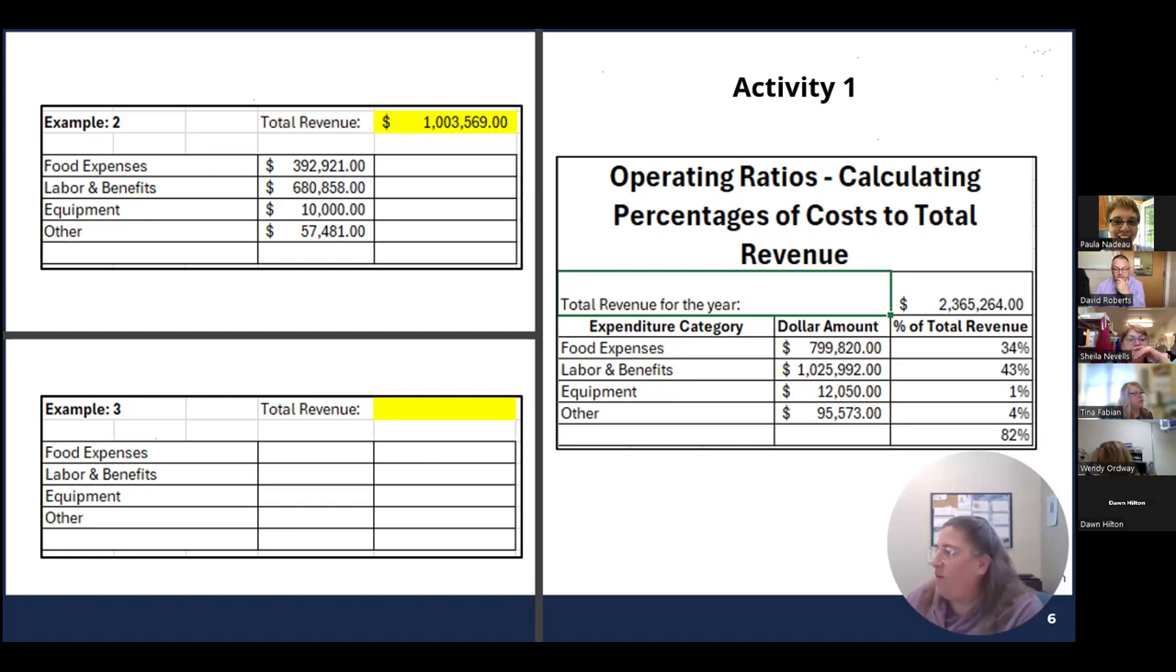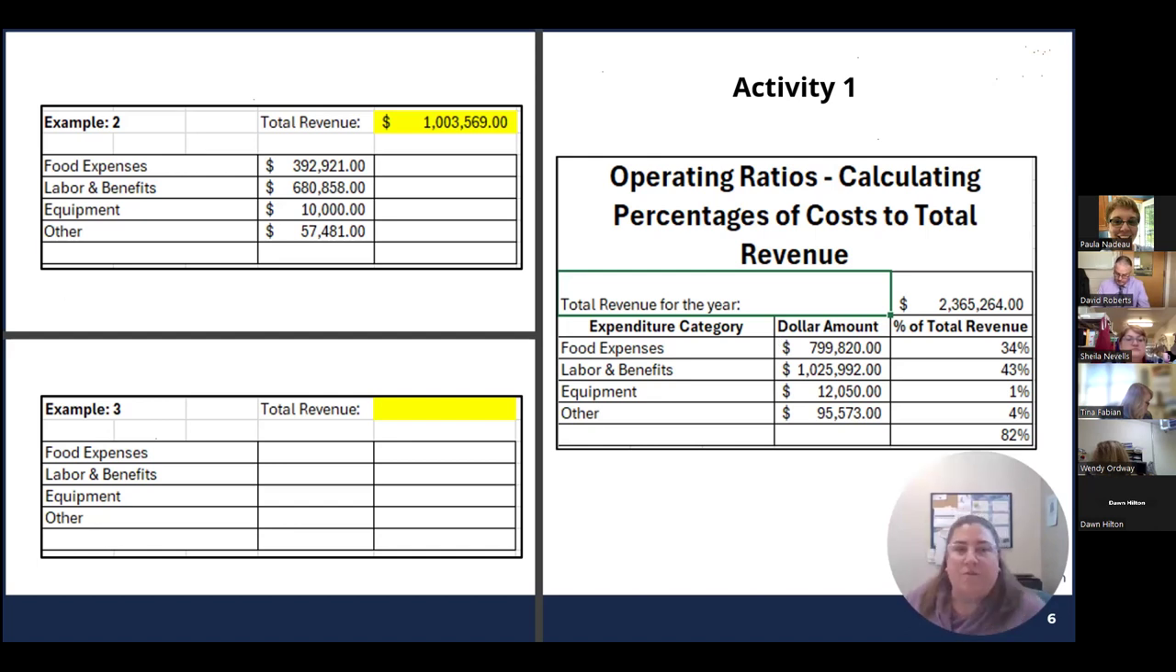Okay, so again, can you just do the percentages for me from food expense, labor, equipment and other again, please? Yep. Food was 39, labor was 40, equipment was 6, and other rounds up to 6. So perfect. So 91. About 92%, 91%. Yeah, 91. Awesome. Thank you for that.